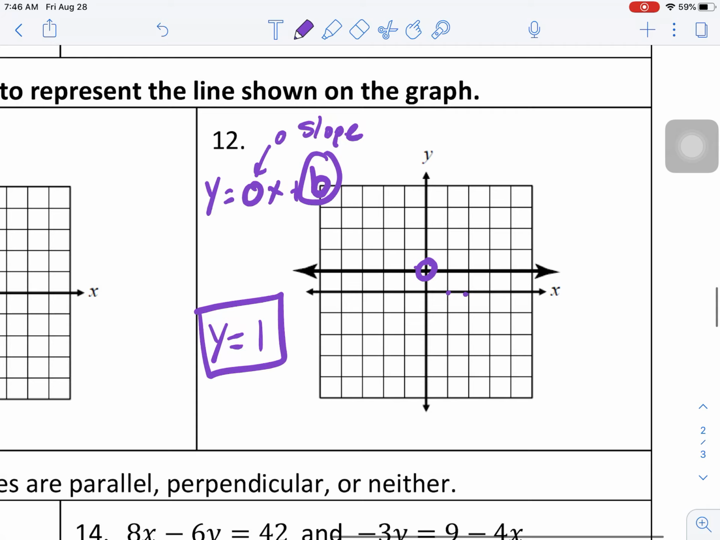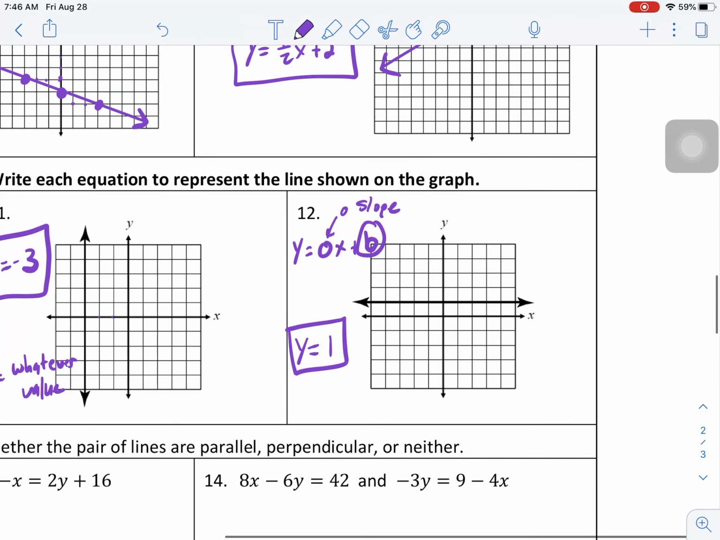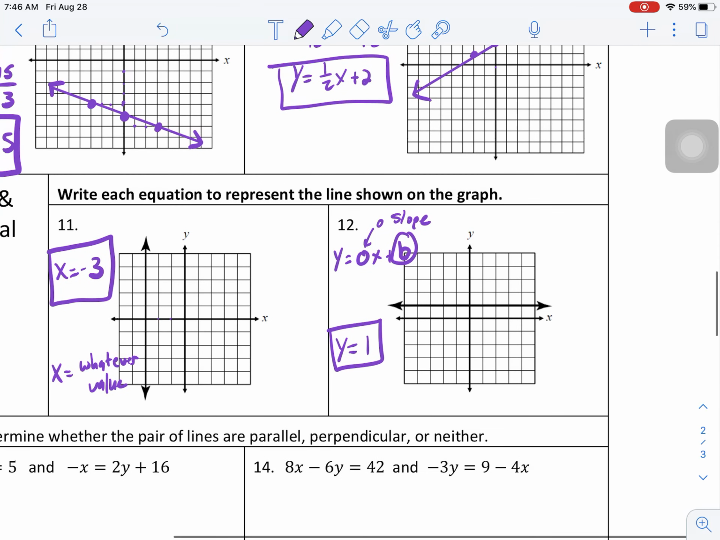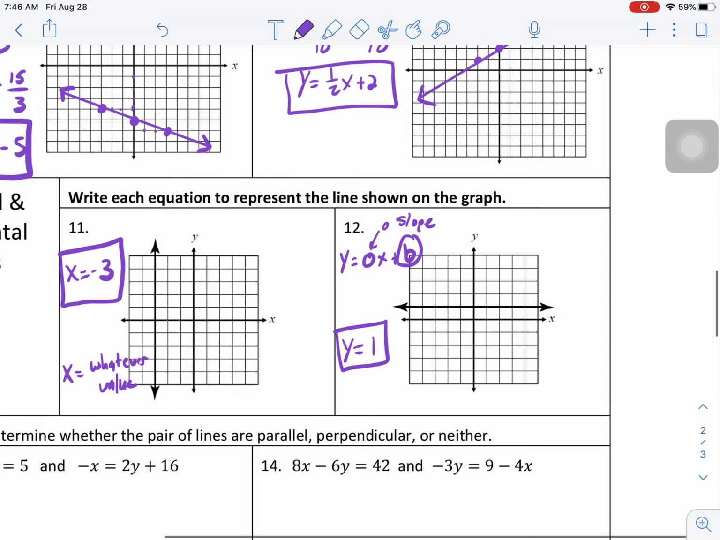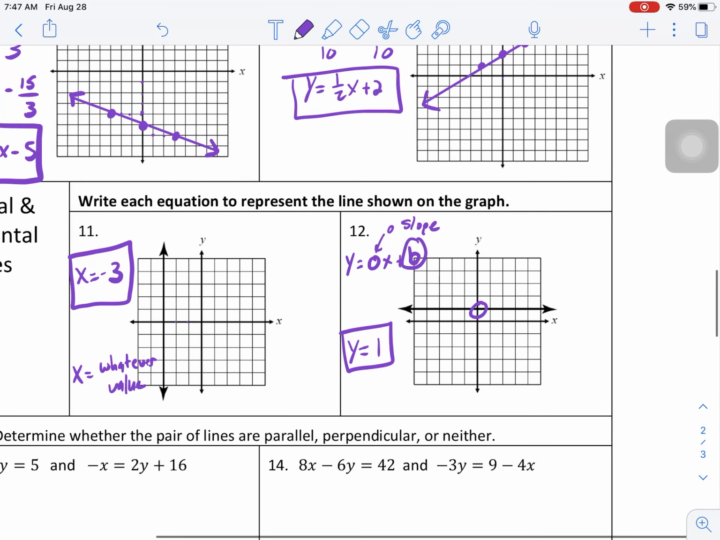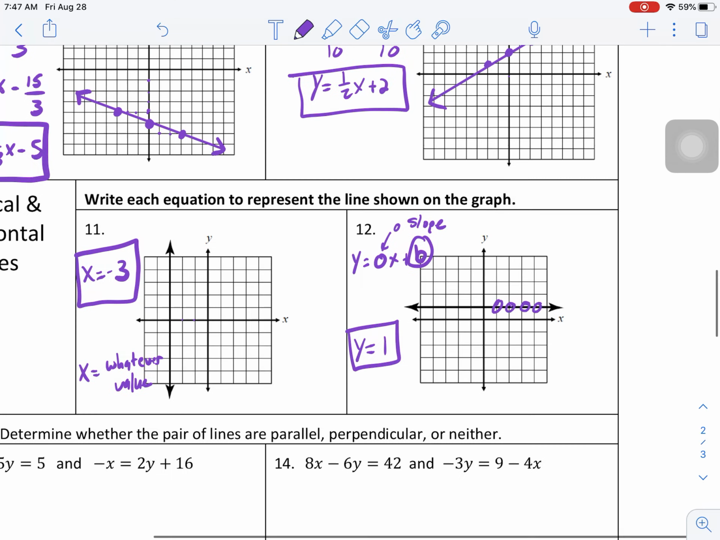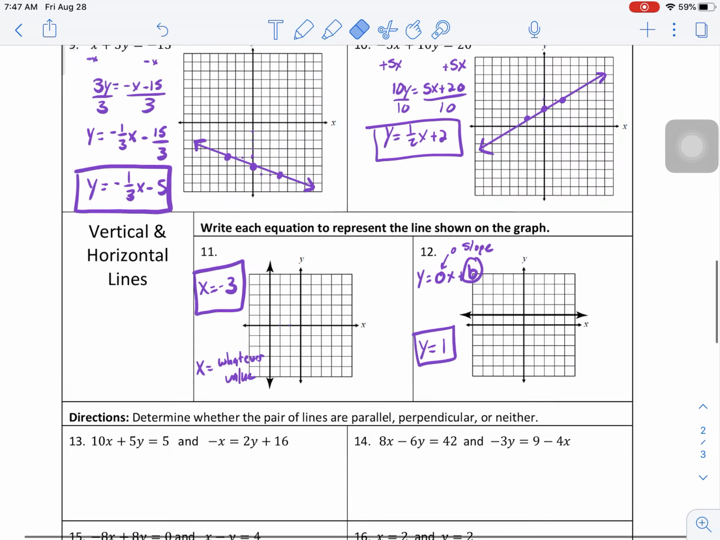Okay, because no matter what x value you plug in, whether it's 1, 2, 3, 4, negative 1, negative 2, your y value is still just 1. So y is equal to 1 for this specific horizontal graph, but for any horizontal line, it's just whatever value you go through the y-intercept at, or whatever y value you see the graph at, okay?